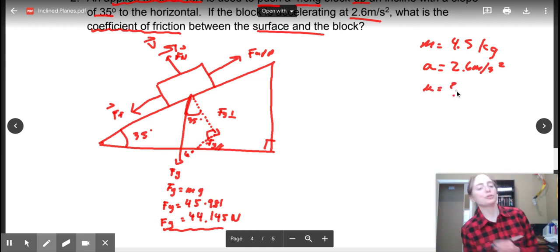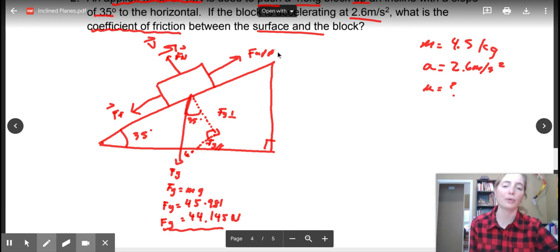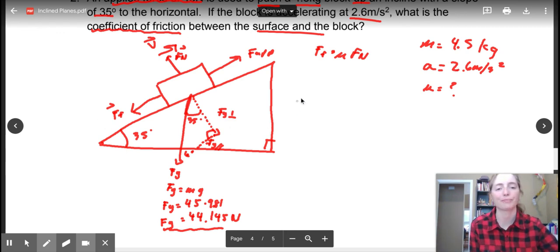In order to calculate mu, when we look at our equation, force of friction is equal to mu Fn. In order to get mu, we need the force of friction, and we need the normal force. So we are going to have to do two different things. We're going to have to calculate normal force, and we're going to have to calculate our force of friction. So let's do the easy one first. Let's calculate our normal force.